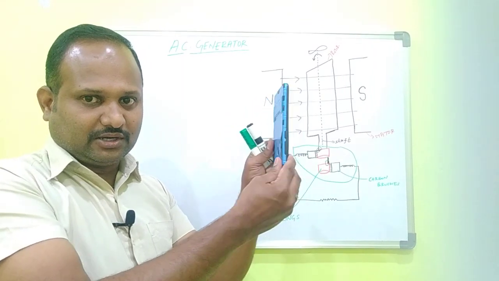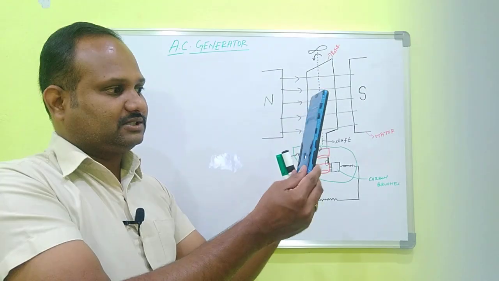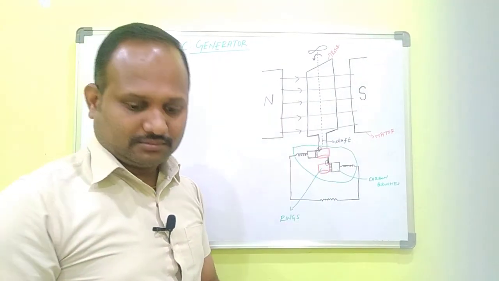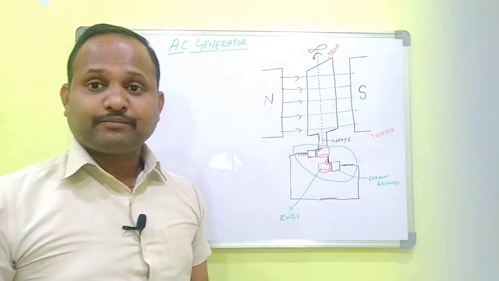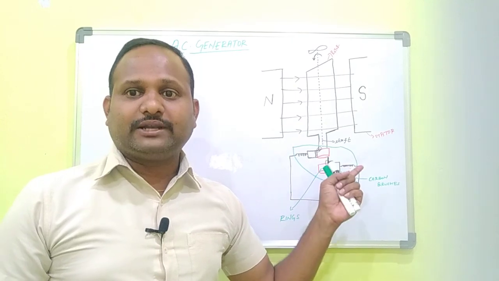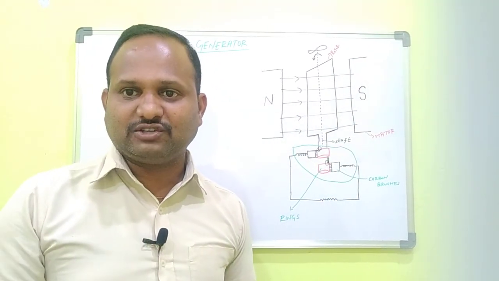Then this rotor coil becomes this position. So one end becomes downwards, another one becomes upwards. There is one important thing here. When the rotor coil is allowed to half rotate, there is a change in the magnetic flux and EMF is induced in the coil. What is the direction of induced EMF?